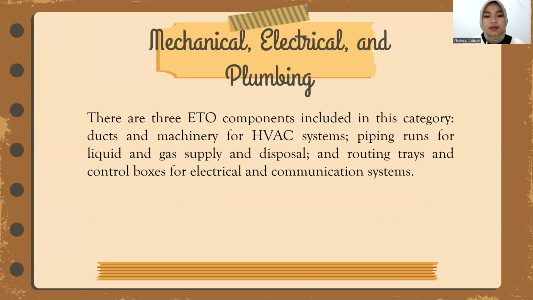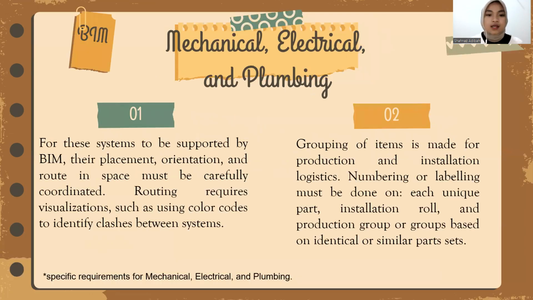And the fourth class is mechanical, electrical, and plumbing. There are three ETO components included in this category: ducts and machinery for HVAC system, piping runs for liquid and gas supply and disposal, and routing trays and control boxes for electrical and communication system. And for this system to be supported by BIM, their placement, orientation, and route in space must be carefully coordinated. Routing requires visualization, such as using color codes to identify clashes between systems.